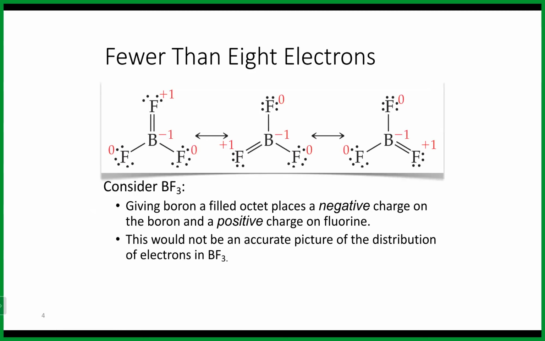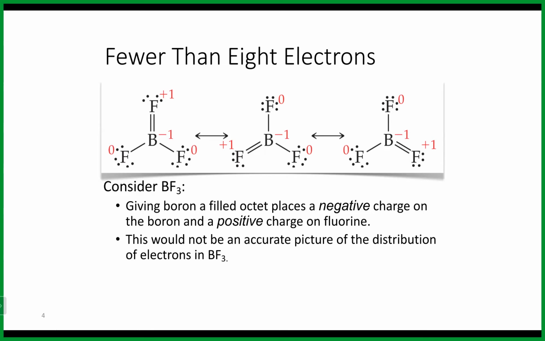And then if we want to fill the valence shell of all of these different atoms, what that's going to require is a double bond between the boron and one of those fluorines. But when we do that, you'll notice we've got possible resonance structures, because we could have that double bond going to any of the fluorines.